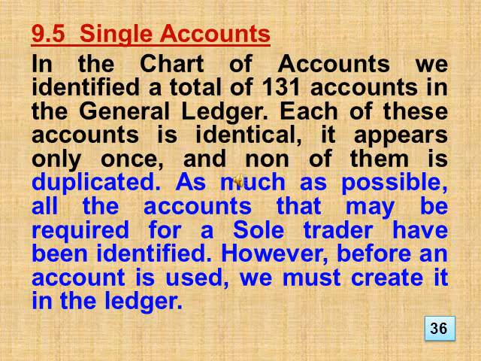Section 9.5. Single accounts. In the chart of accounts we identified a total of 131 accounts in the general ledger. Each of these accounts is identical, it appears only once, and none of them is duplicated. As much as possible, all the accounts that may be required for a sole trader have been identified. However, before an account is used, we must create it in the ledger.